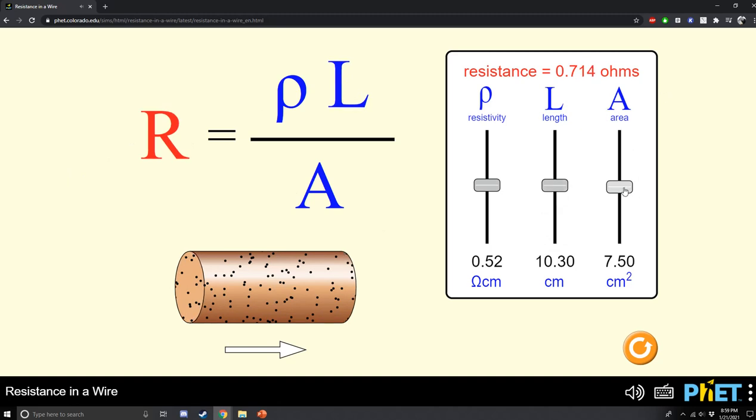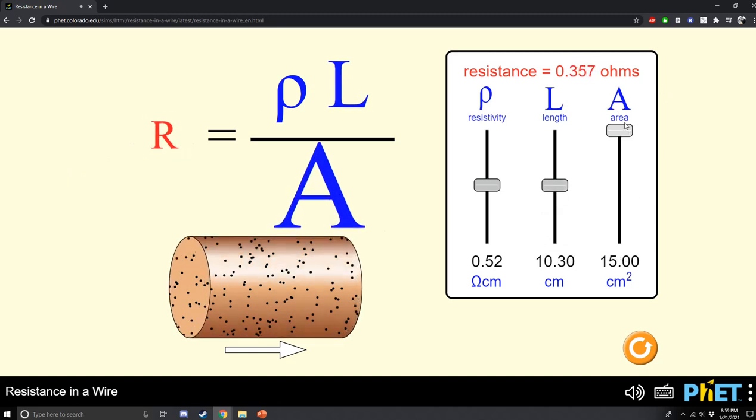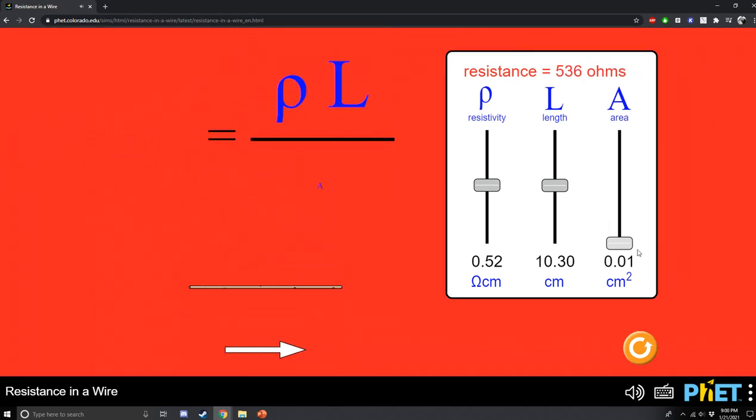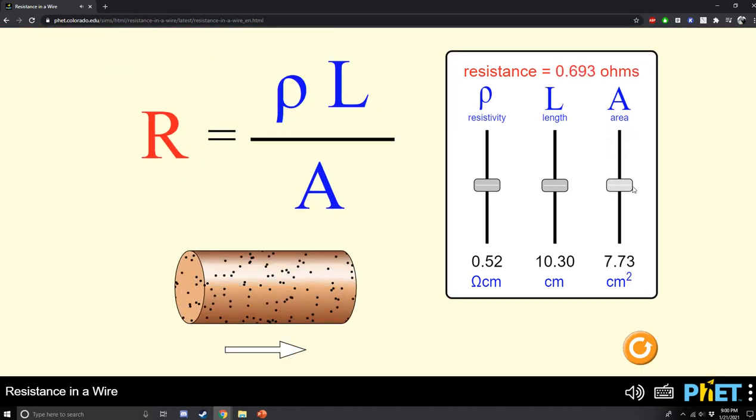And then the last one's the area. So here you'll notice that as I increase the area, it actually ends up decreasing the resistance. Because of this, it's allowing for more charges to flow through as they travel in the area. And if I decrease it, I actually increase resistance very high. So these two variables have an inverse relationship.